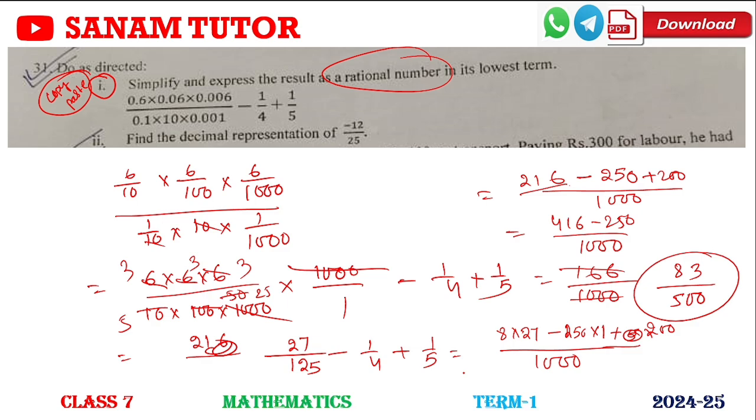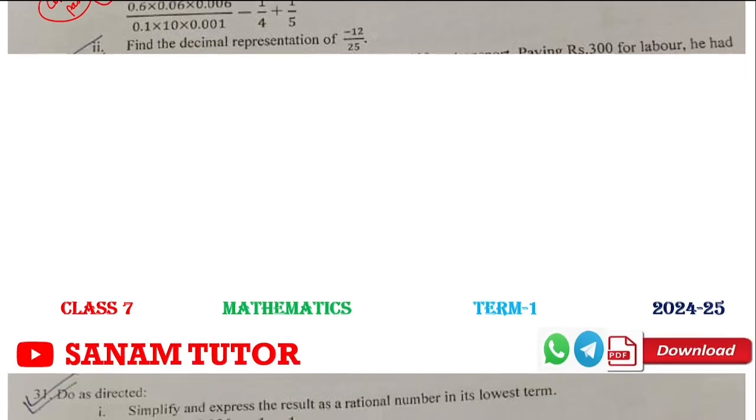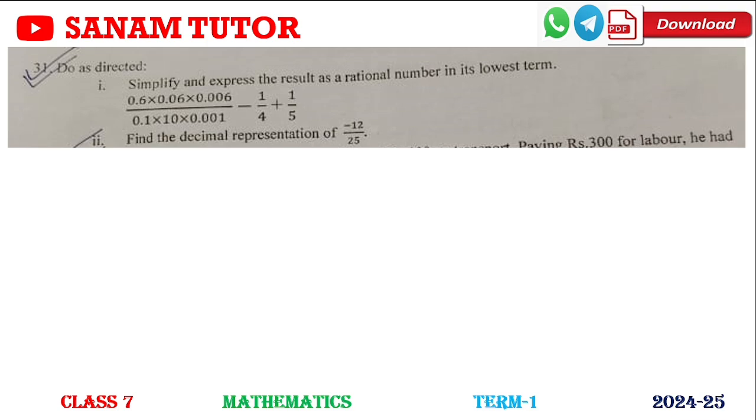Okay. Next question. Find the decimal representation. Okay. Minus 12 by 25. Then we multiply 4 with both numerator and denominator. We get minus 48 by 100. Now convert. Minus 0.48. Next question.